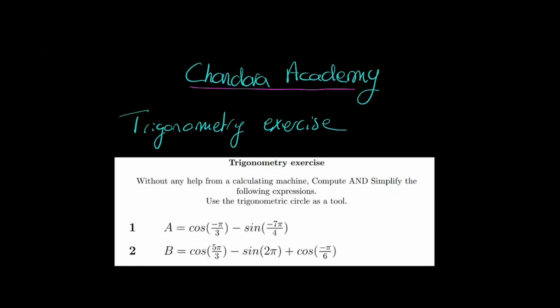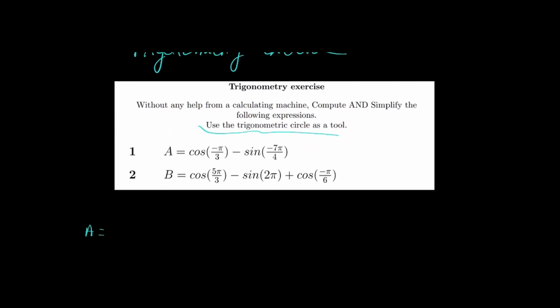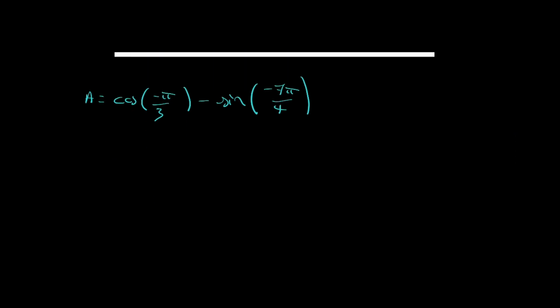In today's video, we are going to calculate trigonometric expressions using, as always, the trigonometric circle as a tool. First expression, A, is equal to cosinus of minus pi over 3 minus sinus of minus 7 pi over 4. First, we are going to want to locate those angles onto a trigonometric circle.